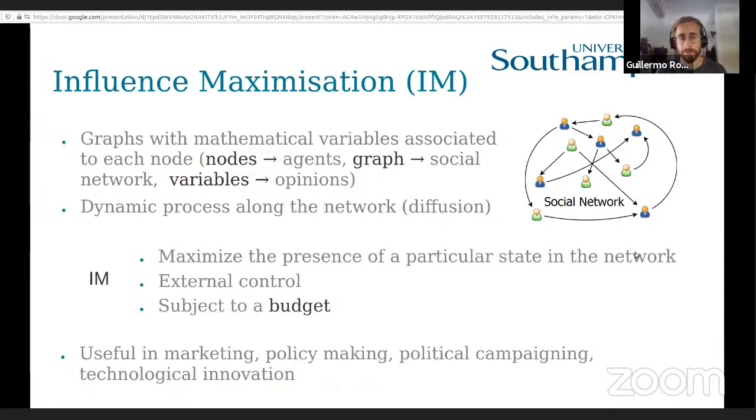In particular, we are looking at influence maximization, which looks at how external forces or external controllers may try to tamper with this opinion diffusion and get to different goals. For instance, to get one opinion more prevalent than others, or to affect polarization, consensus, or different aspects. So this is useful in different applications, such as marketing, policy making, such as raising awareness, political campaigning, or even technological innovation, if it's taken out of the opinion dynamics stream.